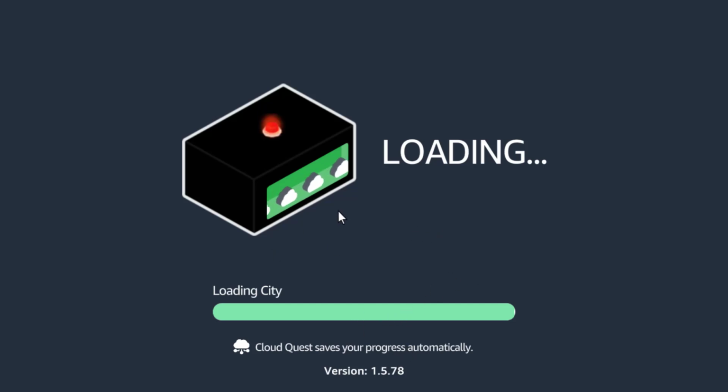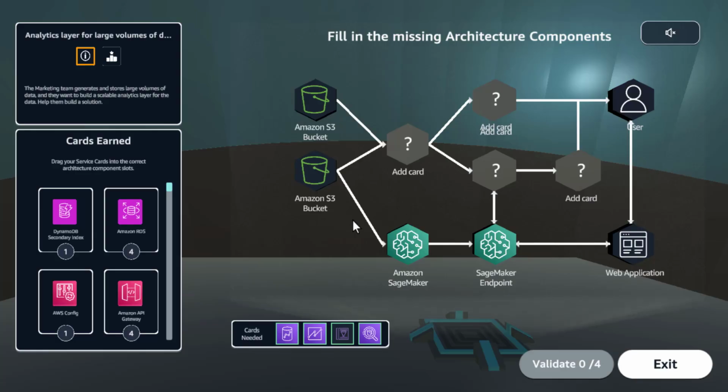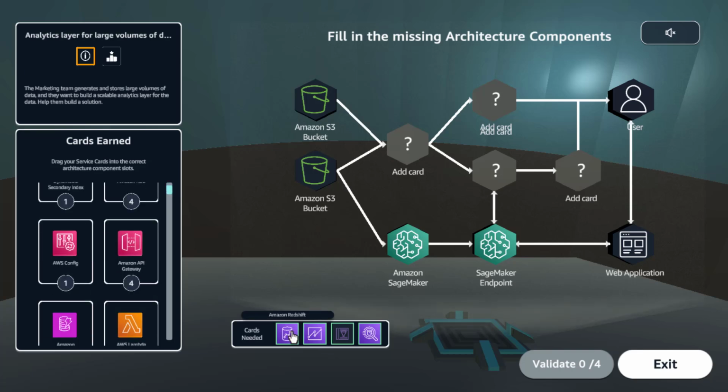Let's finish this. I mean, the last project was very quick, right? 25 minutes or so, and this one is a little long. Oh my God, even here, so many cards. Okay, that's fine. Marketing team generates and stores large volumes of data, and they want to build a scalable analytics layer for the data, help them build a solution. So analytics means usually they will have Redshift. Yes, they will have Redshift.